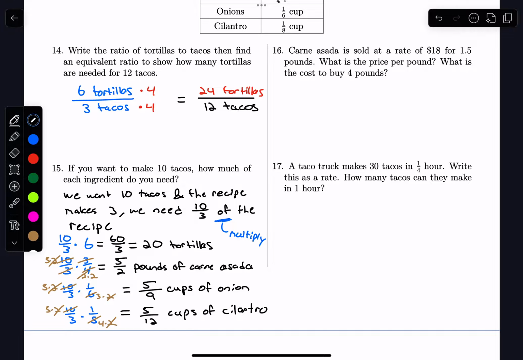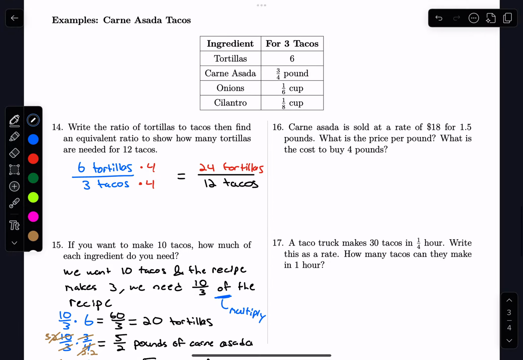All right, 2 more problems for us. Number 16 says carne asada is sold at a rate of $18 for 1.5 pounds. What is the price per pound? And then follow-up question, what is the cost to buy 4 pounds?